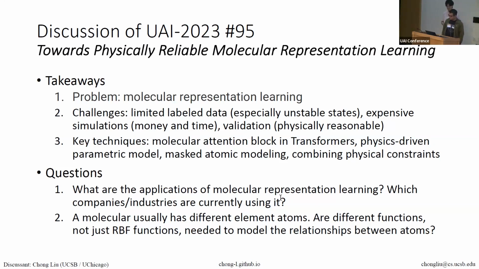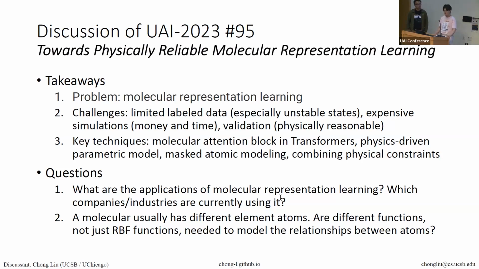Thanks. My second question would be, a molecule usually has different element atoms. For example, there are some relationships between carbon and oxygen and also the relationship between carbon and nitrogen. So are different functions, not just RBF functions, needed to model different relationships between the atoms? So the question is, did you consider different functions to model the different relationships between different atoms, not just RBF functions?